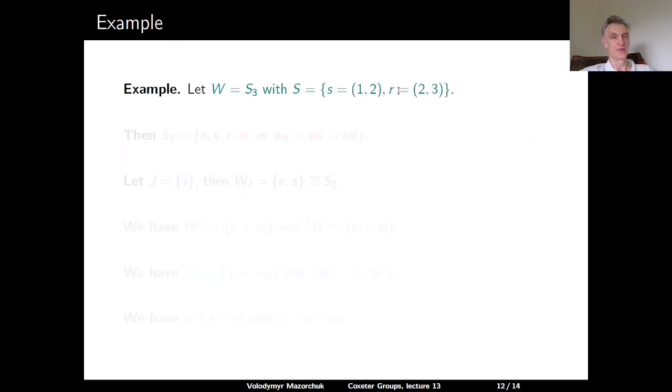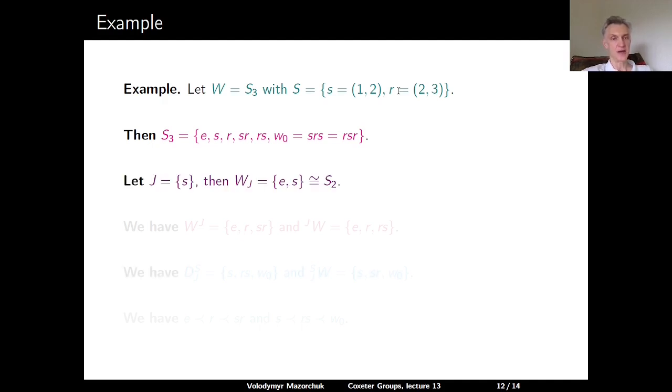Here is an example. Consider our group S3, which is a Coxeter group with respect to the elementary transpositions. So we denote by S the transposition (1 2), and by R the transposition (2 3). Then the whole group S3 consists of the identity, S, R, SR, RS, and the element W0, which has two reduced expressions, SRS and RSR.